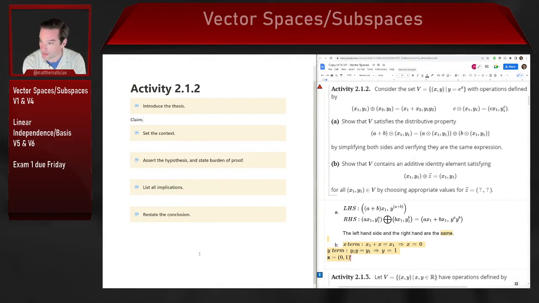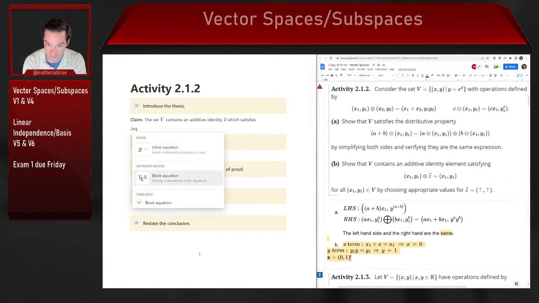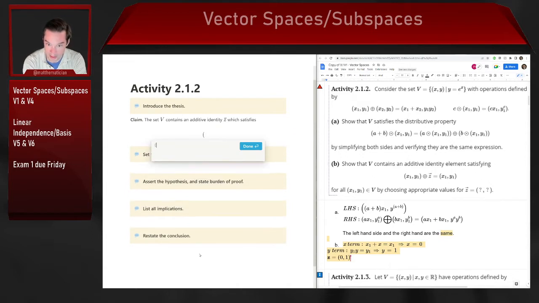So the claim is that the set V contains an additive identity. Let's call it Z, which satisfies, and then we'll write out here the equation that the additive identity satisfies: x1, y1, funny addition with Z, needs to equal x1, y1.